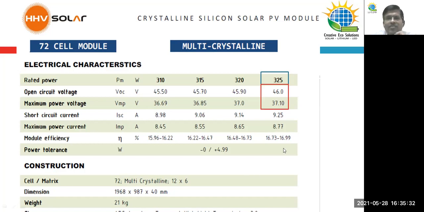You can also notice the efficiency of the model over here. It is 16.73 to 16.99, so close to 17. So a polycrystalline efficiency is about 16%. These are the two important parameters. Remember the VOC, 46 volt for polycrystalline 325.